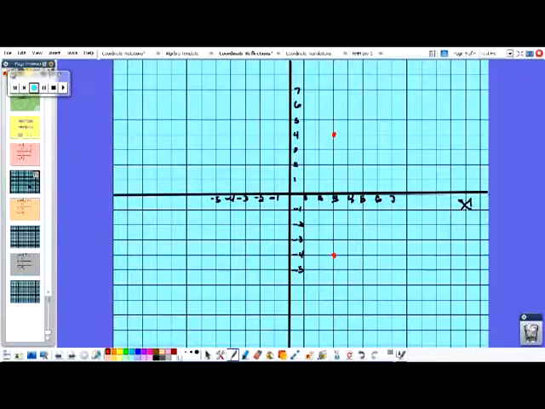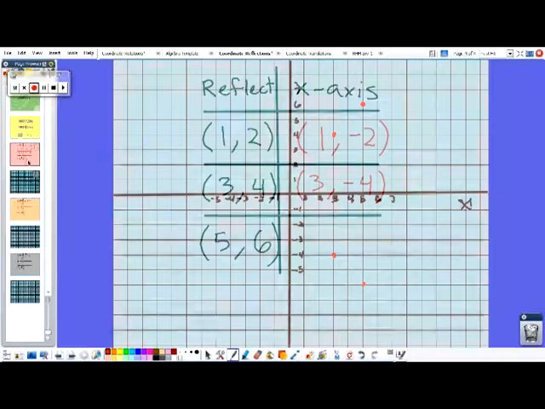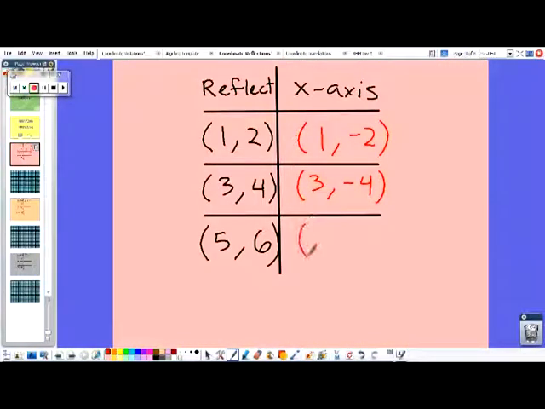I think some of you are starting to notice something when you reflect across the x-axis. If I do the next one, 5 comma 6 is right here. If I reflect it across the x-axis, it's going to be on the other side, right here. Five comma negative 6. Okay, now the long way is to actually plot the points out, but hopefully you'll see that something's happening. If I reflect across the x-axis, something happens to the coordinate point. Got it?